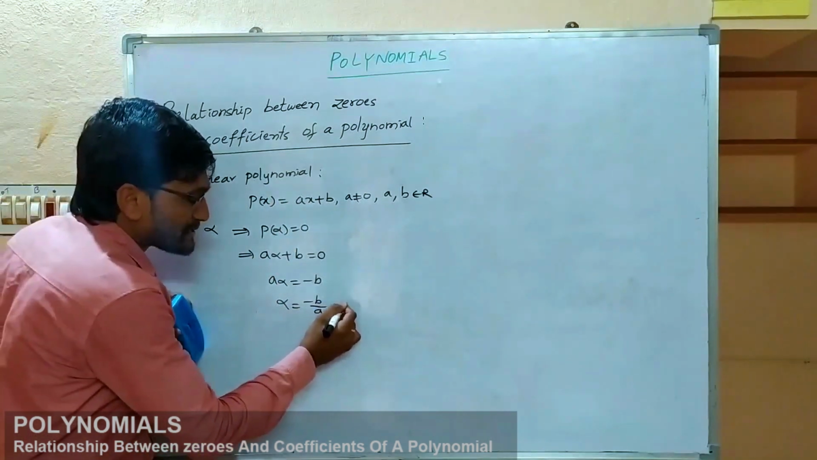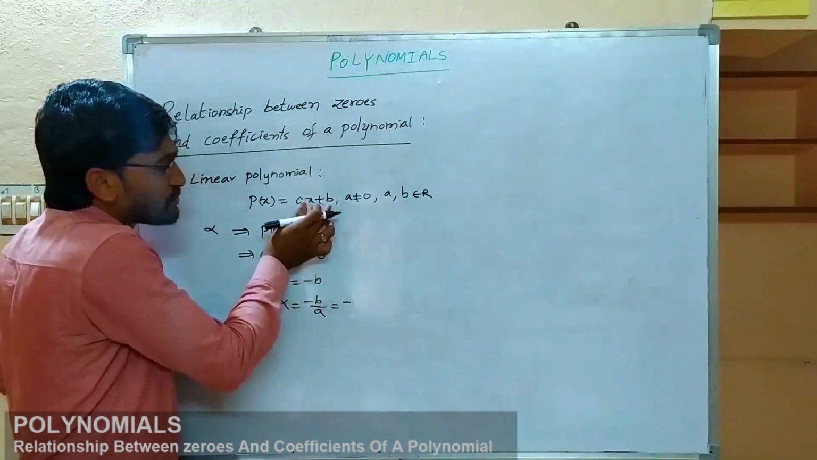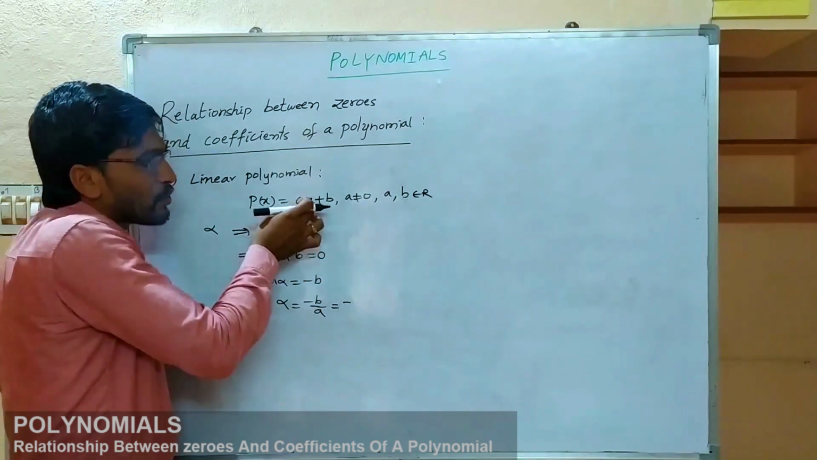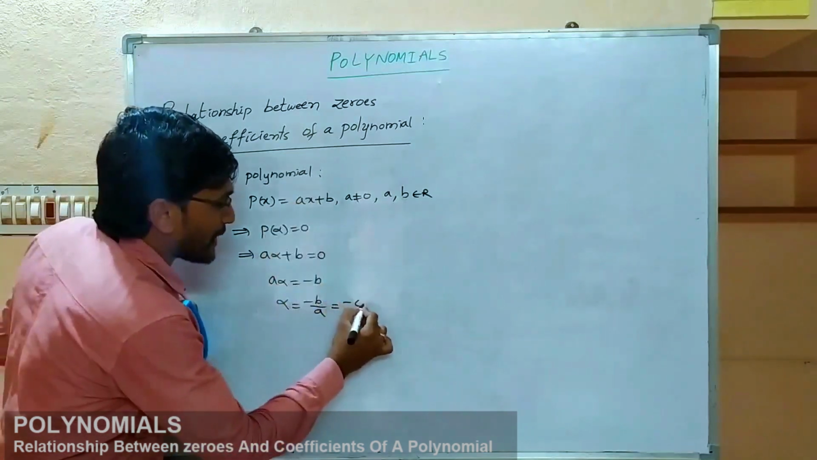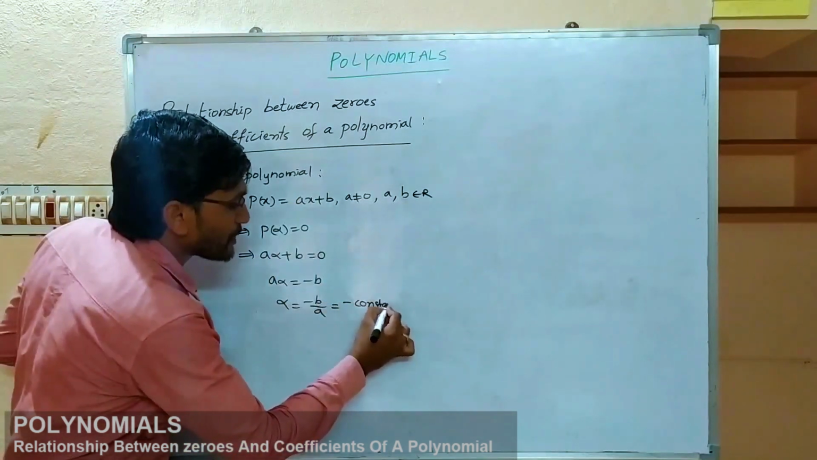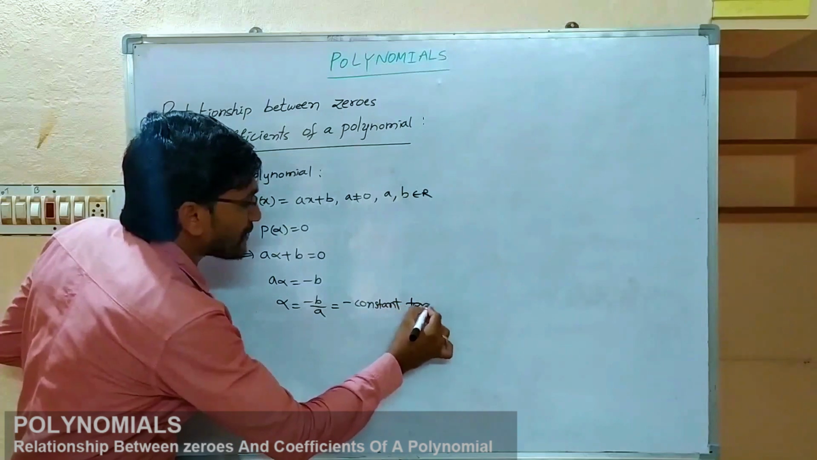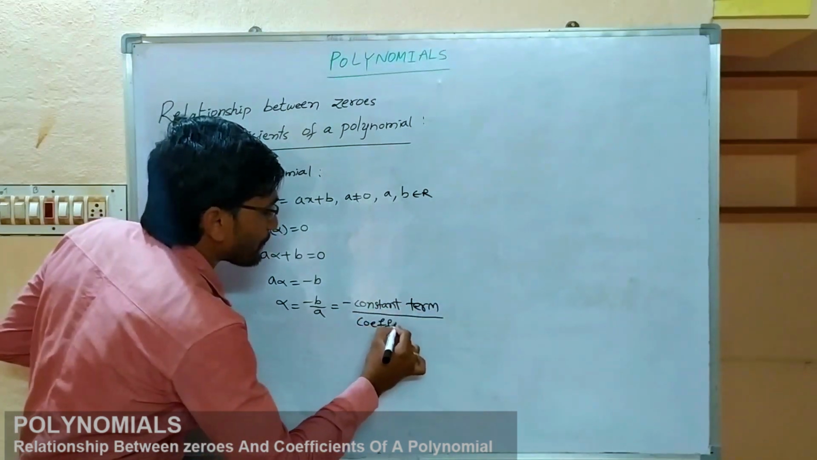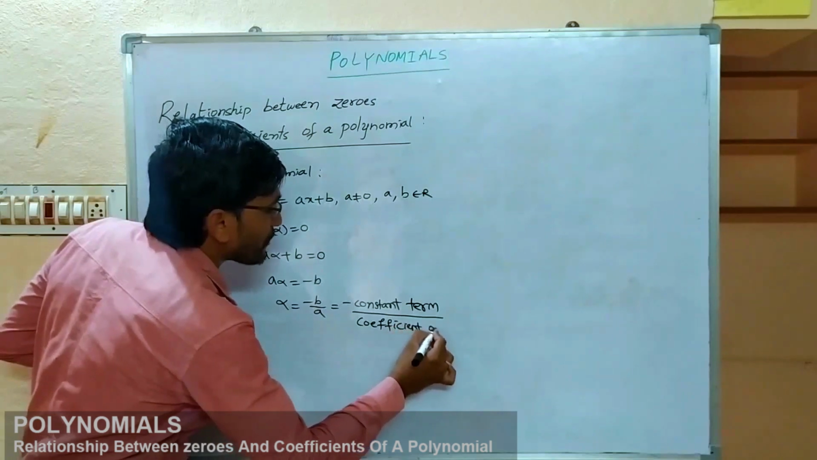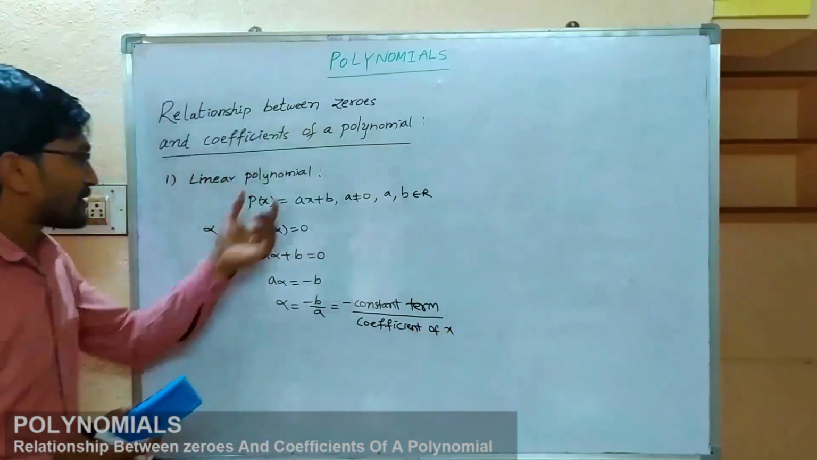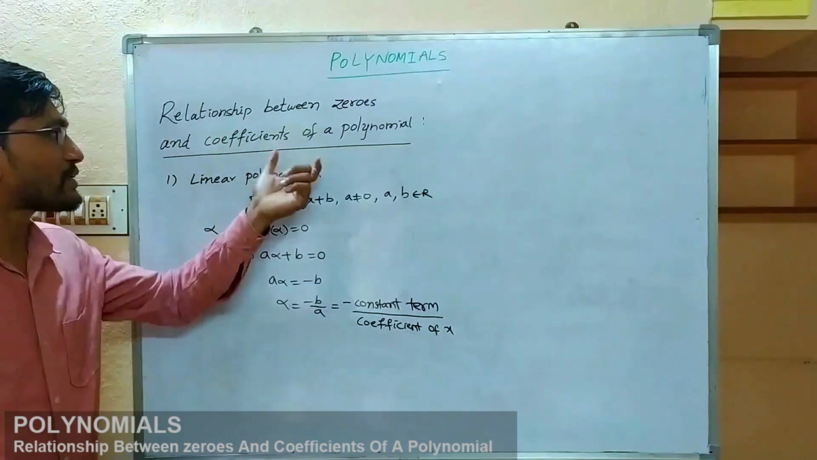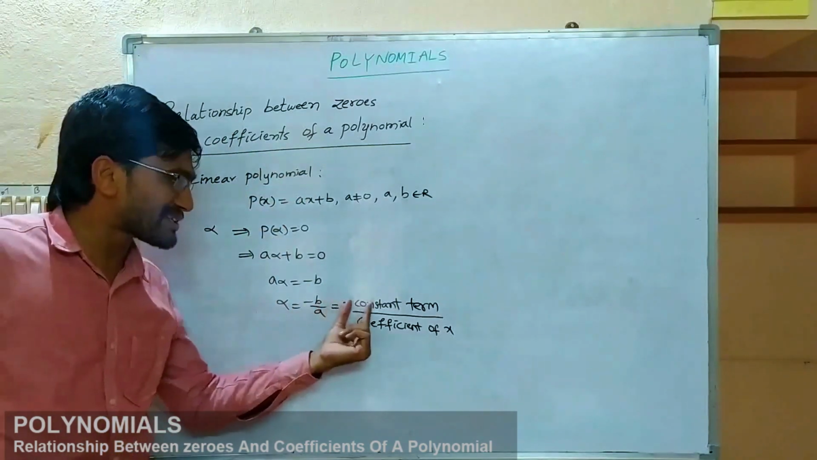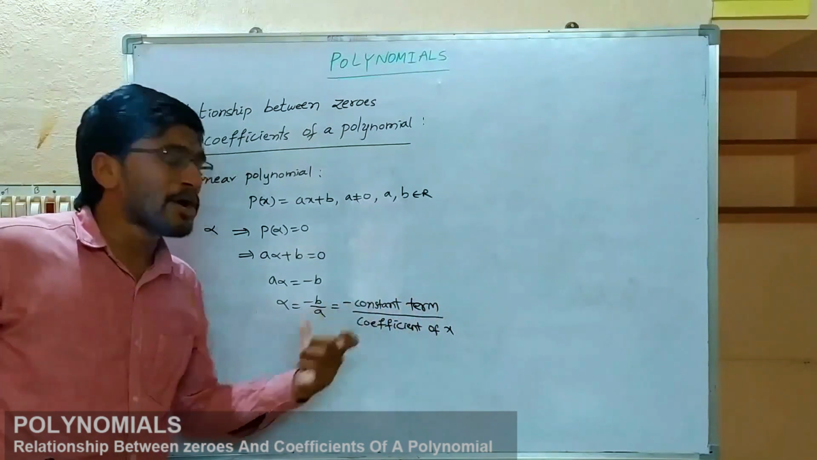This can be written as minus b. Means what? In this polynomial b is constant, a is coefficient of x. So minus constant term divided by coefficient of x. So the relationship between zeros and coefficient of a linear polynomial is minus b by a, that is nothing but minus constant term by coefficient of x.